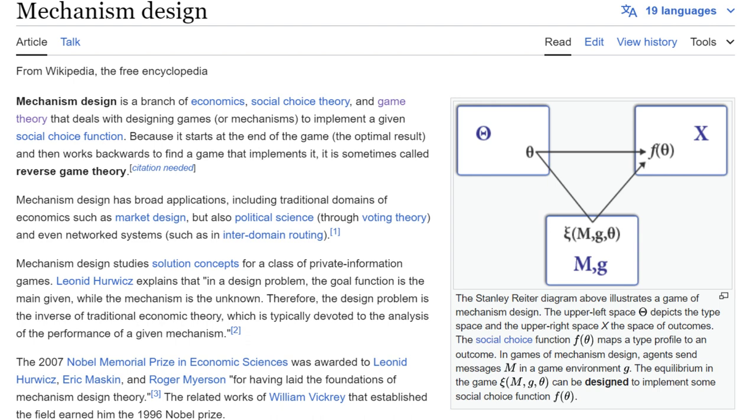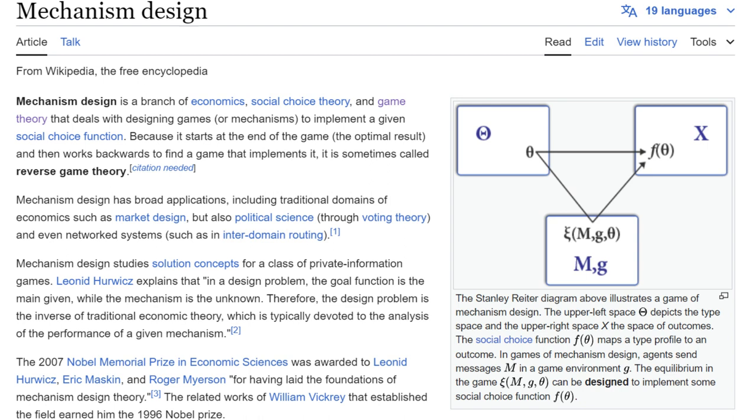Mechanism design is a branch of economics, social choice theory and game theory that deals with designing games or mechanisms to implement a given social choice function. Trust me, because it starts at the end of the game and then works backwards to find a game that implements it. It's sometimes called reverse game theory.